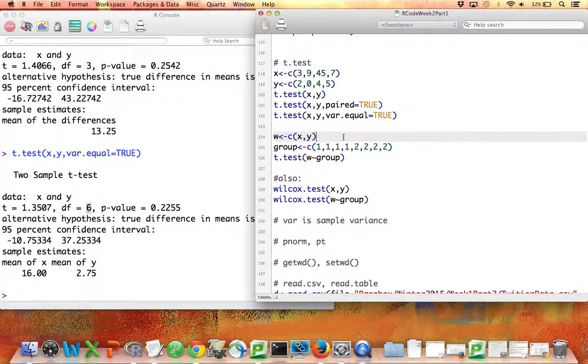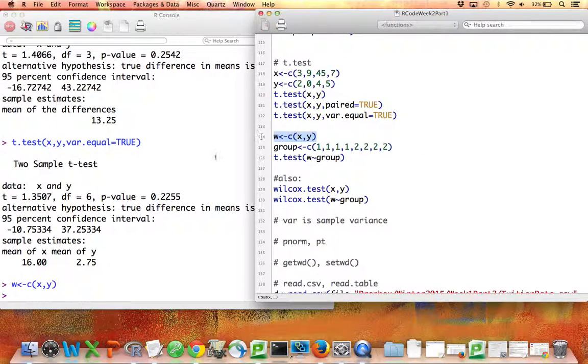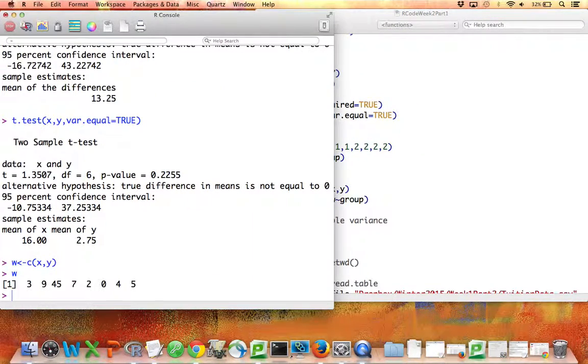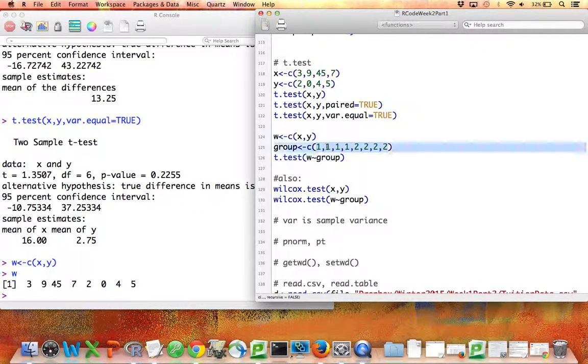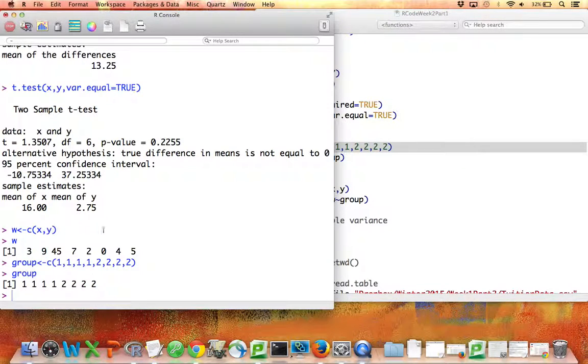There's another way to specify a test that is actually more parallel to the way other sorts of things such as regressions and ANOVAs are specified in R. Let's create a new vector w that's just equal to all of our outputs together, the x's and then after that the y's. So I'm concatenating the x's and the y's. W is now equal to those two vectors put together. And then I'm going to create another vector called group. So you can see that the group numbers 1 and 2 line up to the values of w. The first 4 values of w came from group 1. The second 4 values of w came from group 2.